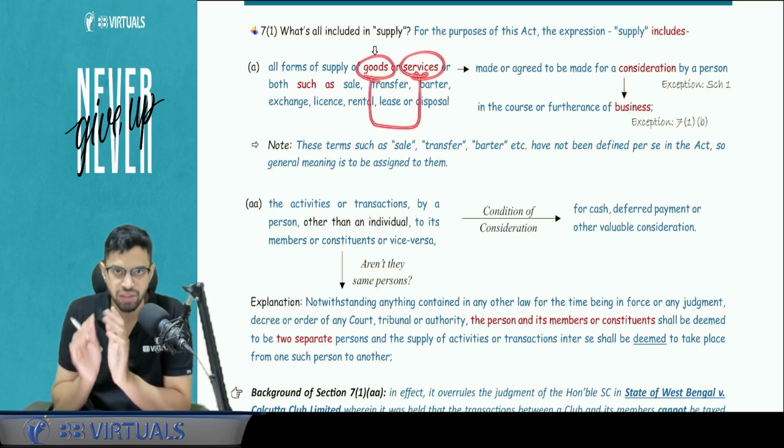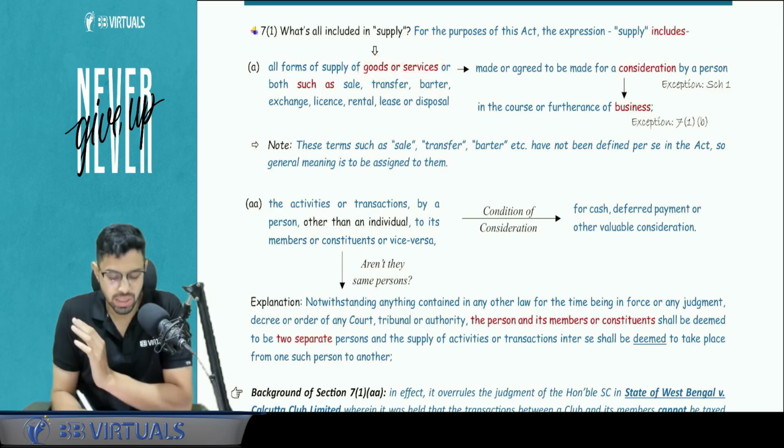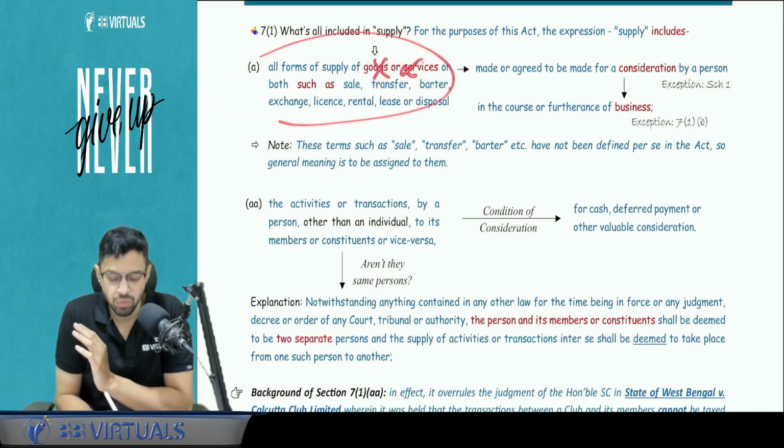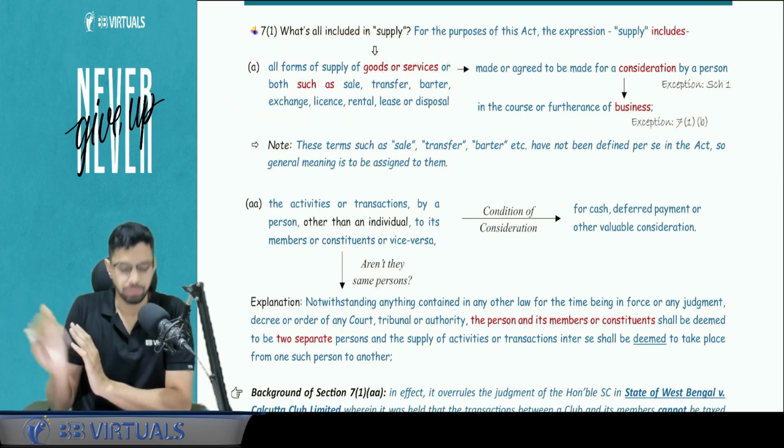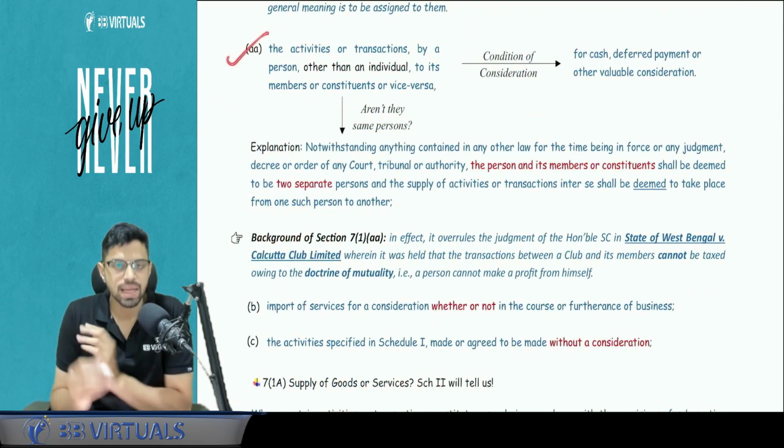That's why I have analyzed the definition here. So money and securities will be outside here. There is no exception for this condition, so it will not be a supply. Okay, next, AA is a clarification.